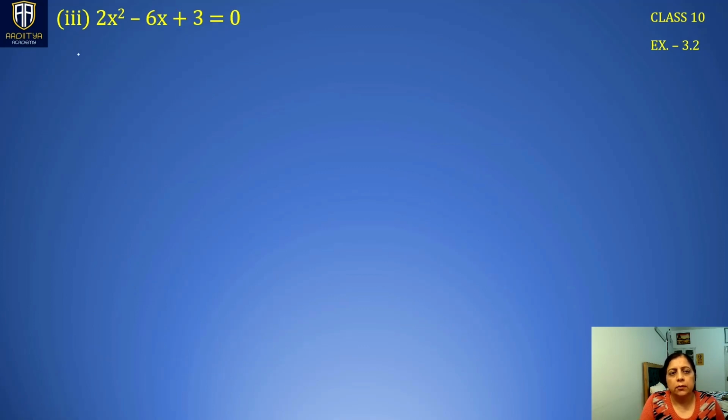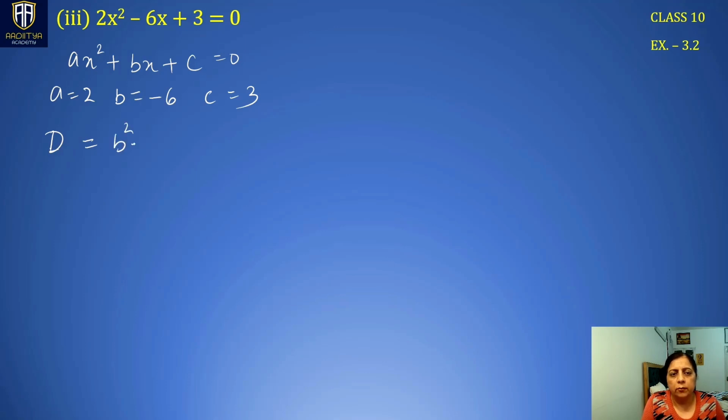Next question is ax square. Try to write the standard equation, and then comparing these two equations we get value of a to be 2 and b is minus 6, c is 3. So now to calculate the value of d, we have d is equal to b square minus 4ac. b here is minus 6 to the power 2. 4, a is 2 and c is 3.